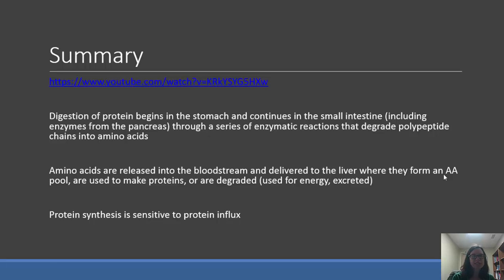Okay, so let's watch a little summary of protein digestion. It's kind of a simplistic one, but it's still nice to get an overview.